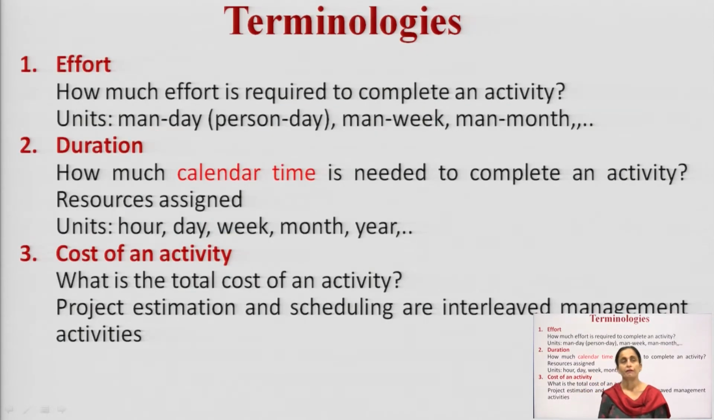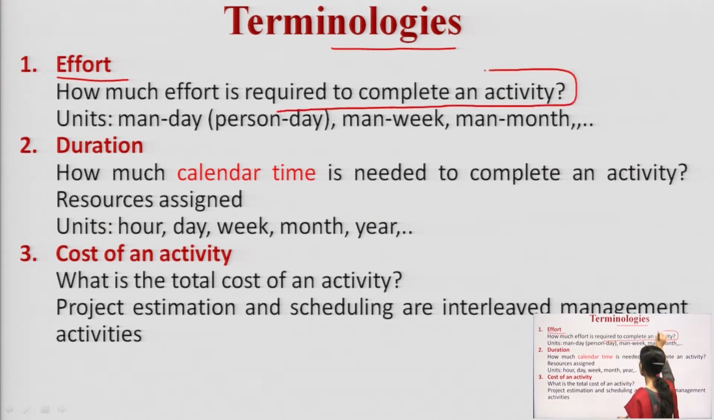Once we are entering into the software cost estimation zone and various other parameters, let us first discuss the terminologies that we are going to use. What parameters will we be selecting for doing the maintenance cost estimation of a software? The first parameter is effort. If we define the term effort, it is the amount of effort required to complete an activity.